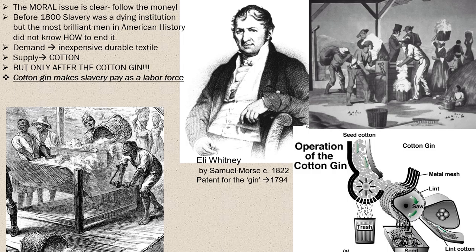So slavery was a dying institution. Between the end of the American War of Independence, 1783, and 1800 or so, for the purpose of this class, slavery was a dying institution. Madison said so. Washington said so. Jefferson said so. All these Southerners were at the end of their wits trying to figure out what to do with the slaves.